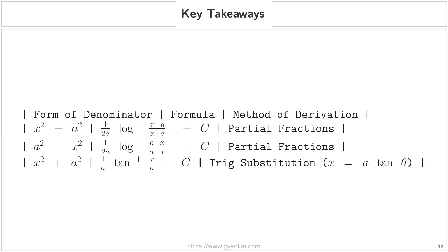The third column, method of derivation, simply reminds us which technique, partial fractions or trigonometric substitution, we used to arrive at each formula. This table is a great reference point. When you encounter an integral with a rational function, quickly identify the form of the denominator, and then select the appropriate formula from this table.